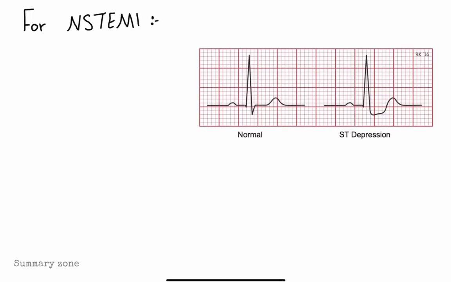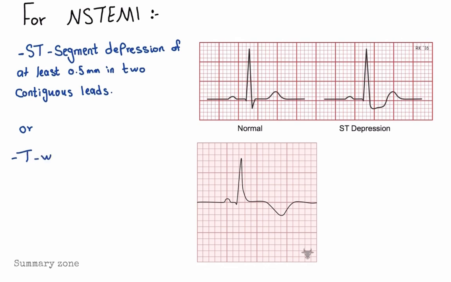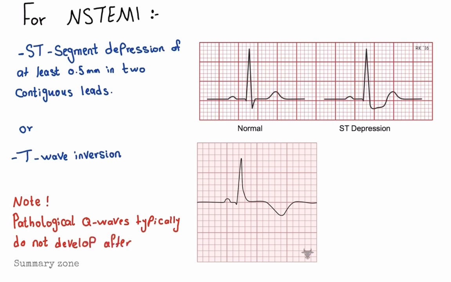Now for an NSTEMI, the ECG findings are different. You are looking for ST segment depression of at least 0.5 mm in 2 contiguous leads, or T wave inversion in those leads. Note: pathological Q waves typically do not develop after an NSTEMI.